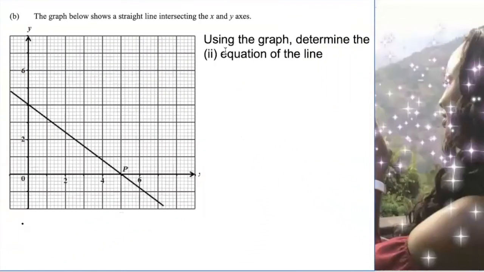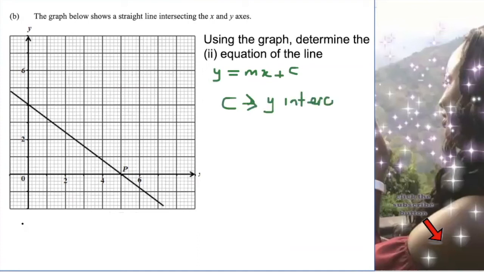Now we're asked to determine the equation of a line. So the equation of a line is y equals mx plus c. Now c represents the y-intercept, and we don't have to calculate the y-intercept because we were given this. Remember, I've already established that the y-intercept is x is 0 and y is 4. So that means c is equal to 4 because c represents the y-intercept. So for this graph, c is equal to 4.